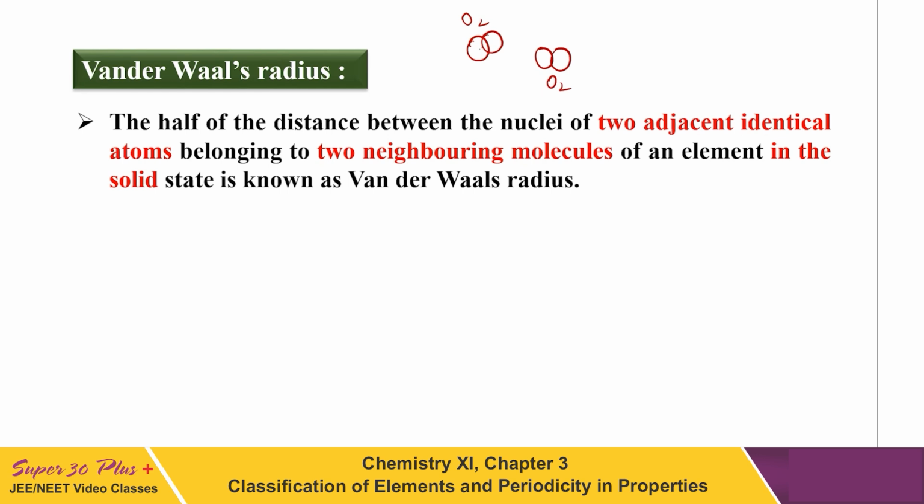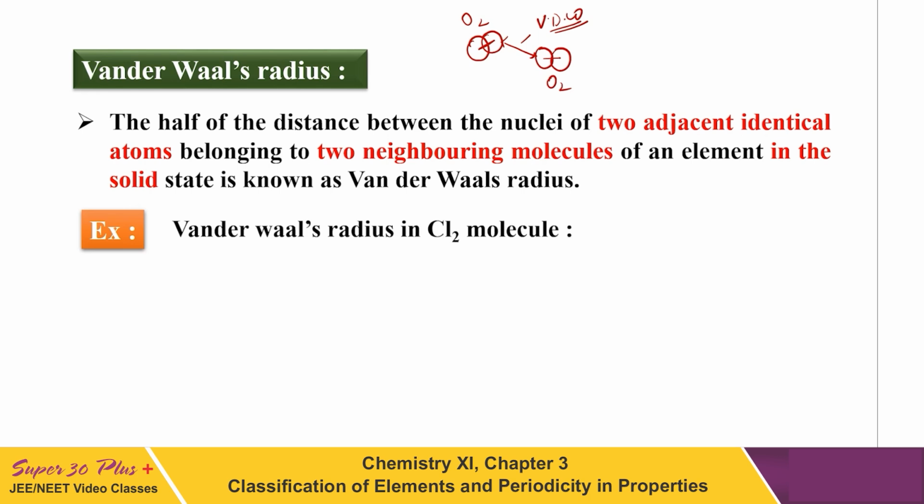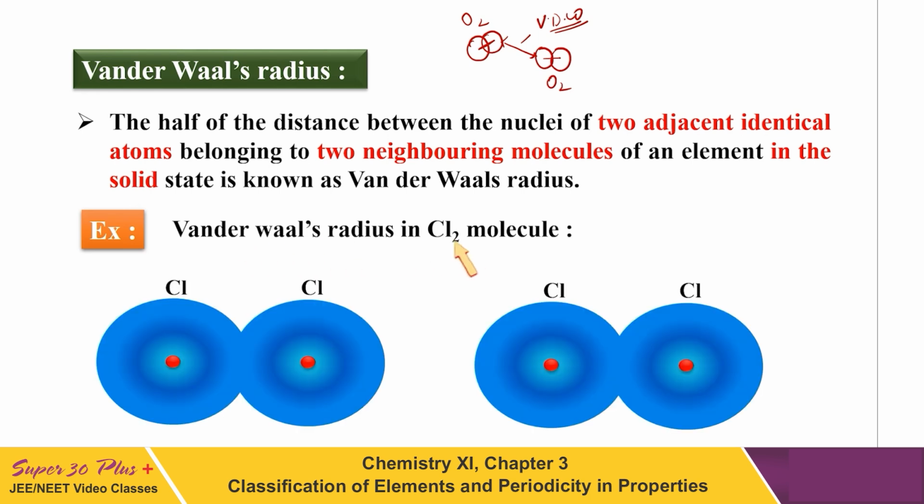So in this oxygen, there is a covalent bond. Here is the covalent bond. But the bond present between these two molecules is a van der Waals bond. So wherever a van der Waals bond is there, half of the distance between them is called the van der Waals radius. So, the van der Waals radius in the chlorine molecule.